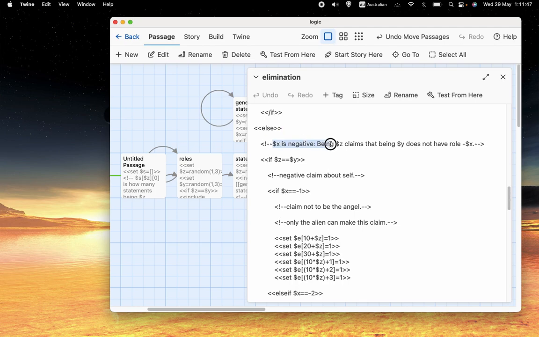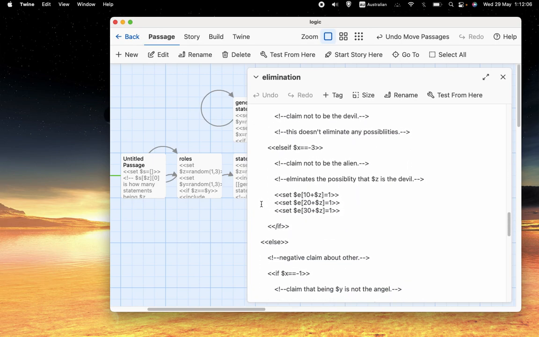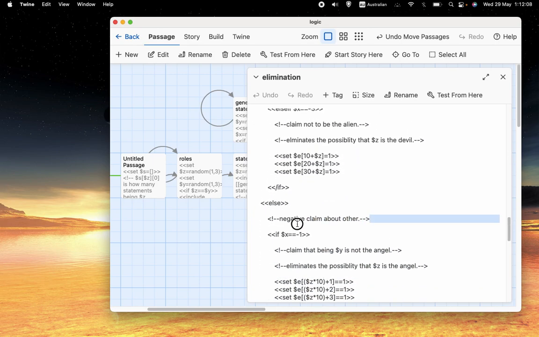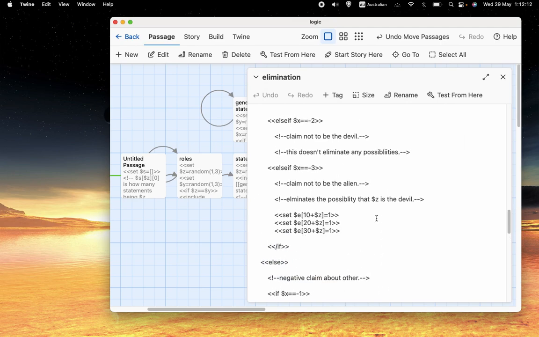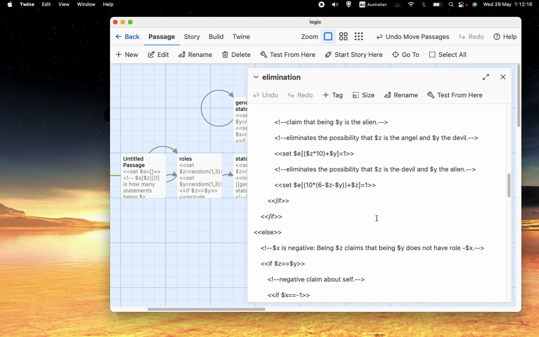X is negative, so we know, this is just a reminder to myself, being z claims that being y does not have role minus x. So for example, and then we go, as before, if z is equal to y, we know that it's a claim about the self. It's an "I am not" claim, and if that's not the case, then we know that it's a negative claim about a different being. And that allows us to eliminate different ones.